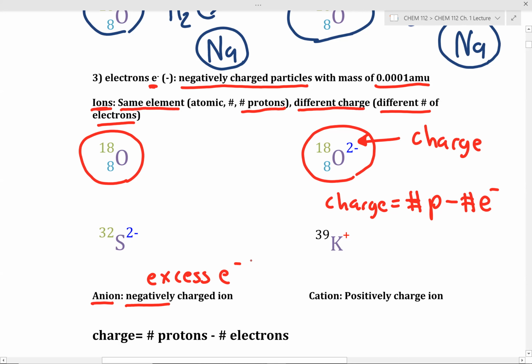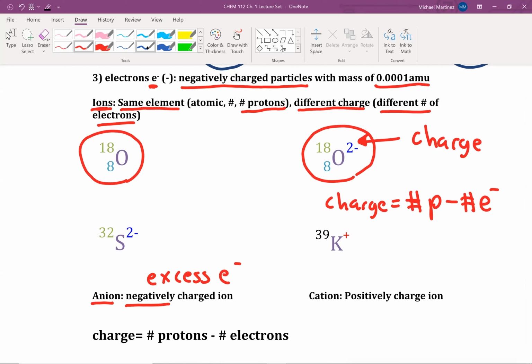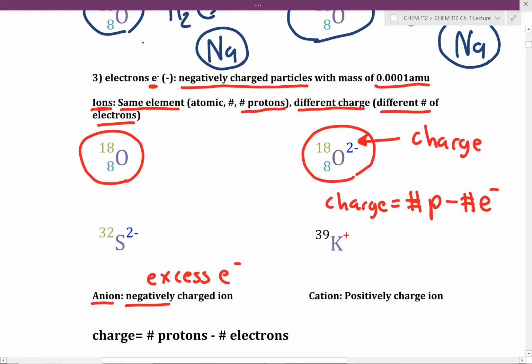Okay. For our cations, so let's switch to a new color. In this case, we're looking at potassium plus, a typical metal cation. In this case, if we have a positive charge, do we have more protons or electrons? Protons. We have excess protons. Okay, perfect. So far, so good.